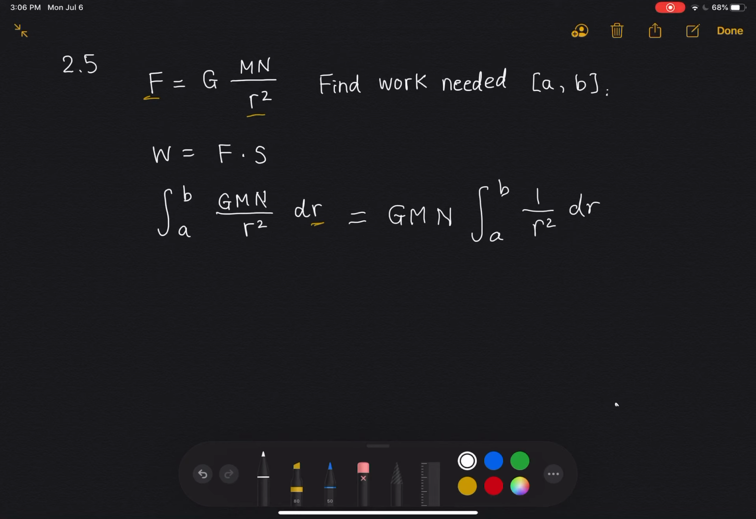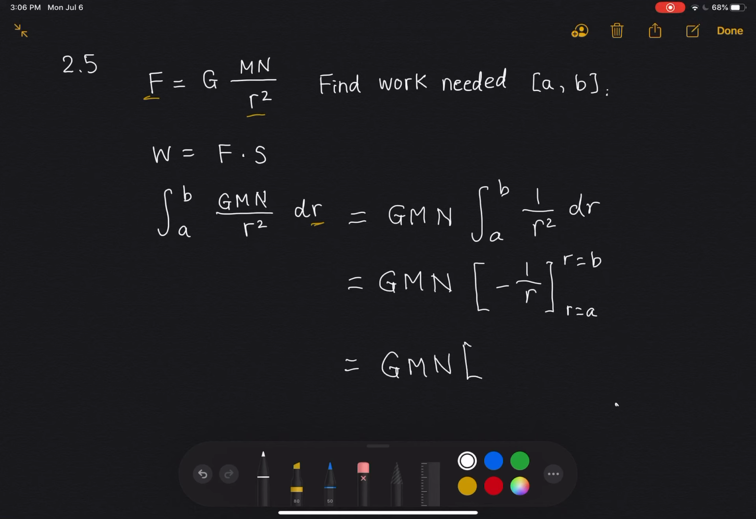And we do know the antiderivative. The antiderivative of 1 over r squared is negative 1 over r. Okay, you can look up the integration table or recall the general power rule. And now r is from r equals a to r equals b. So you plug that in, and you will get G m n times negative 1 over b minus negative 1 over a.